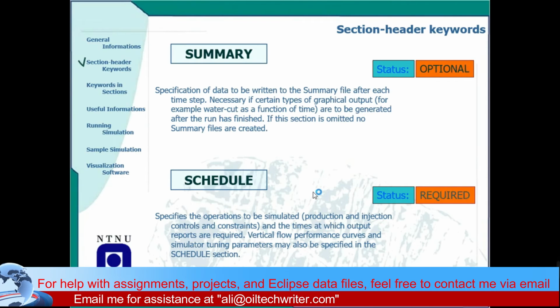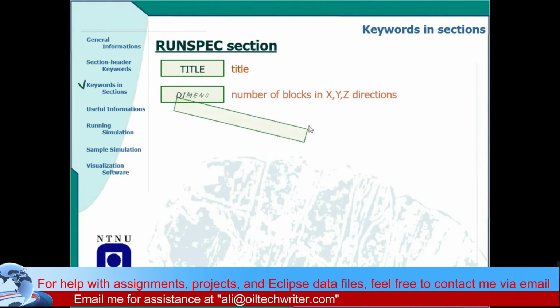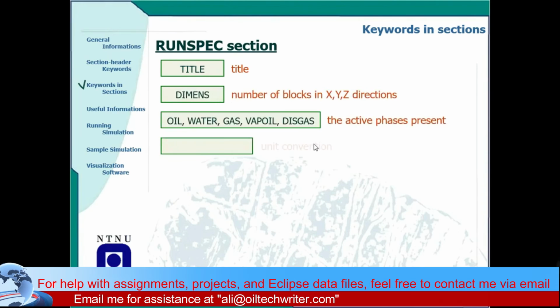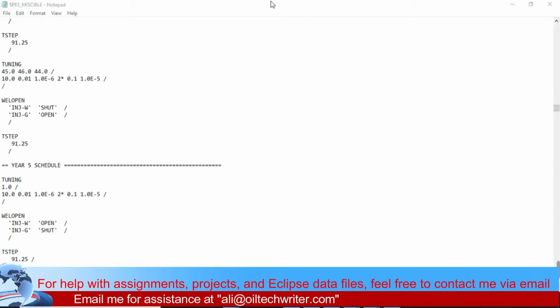Then we have the SCHEDULE section. It tells us how many wells it has, till when and what time it will run, how many years they will run, and so on. So now this is the data file, and let's compare it with the data file I have here.